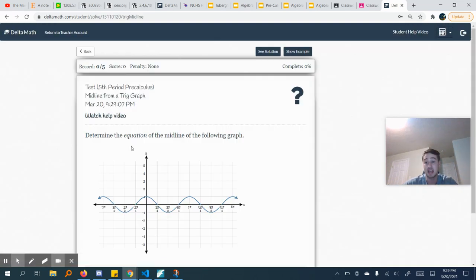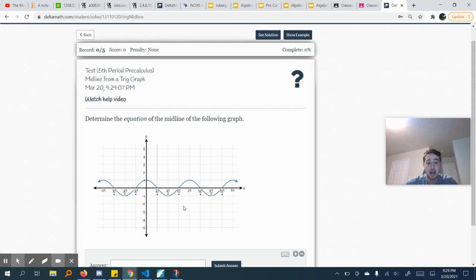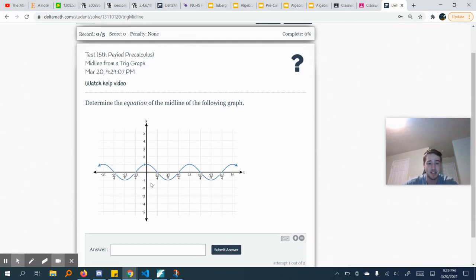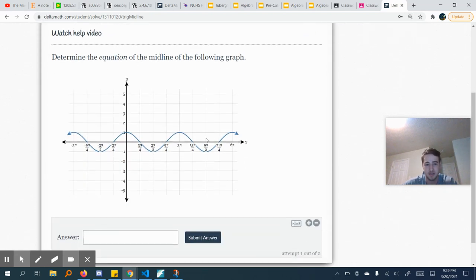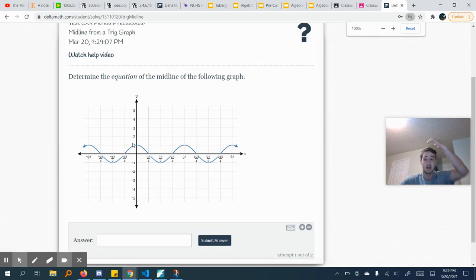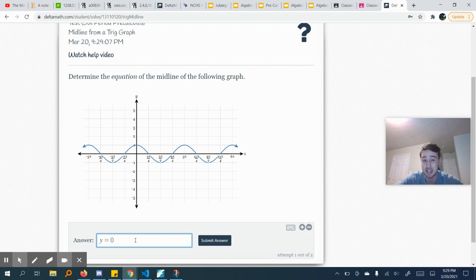We're finding the midline from a trig graph. Now, right here, the midline is literally just going to be the line that goes in between the function, right in the middle. These should be a little easier than the trig we've had you do before. So right here, you could pretty well observe that this line flattens out. It kind of circles around y equals 0. You can see it's going up and down across the x-axis, and that's right in the middle.